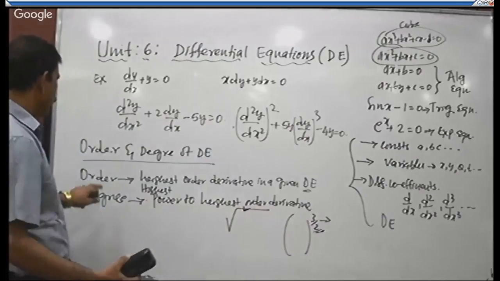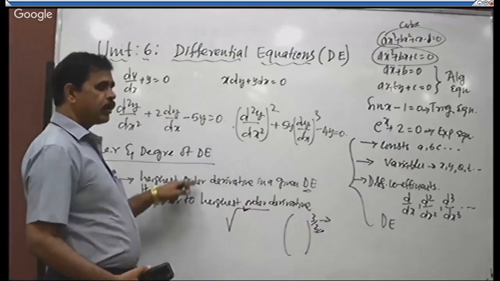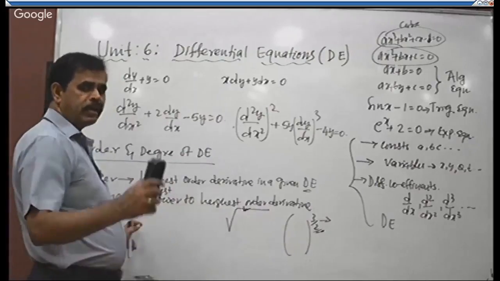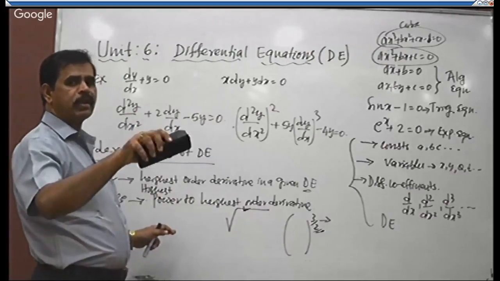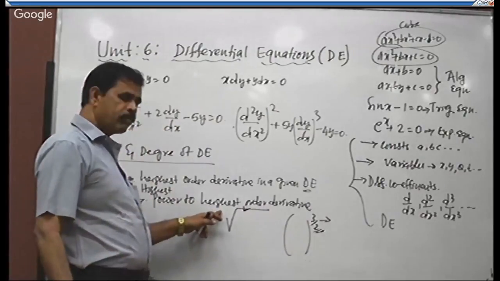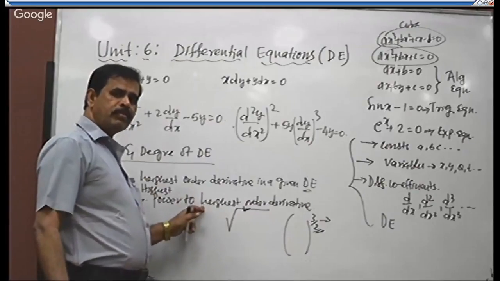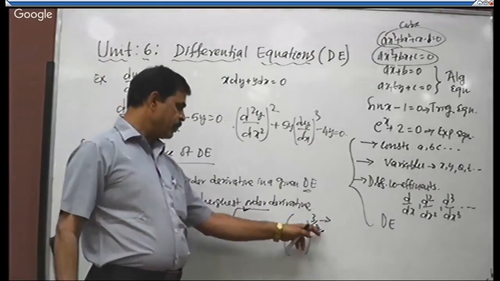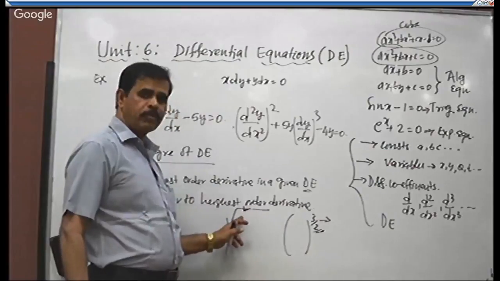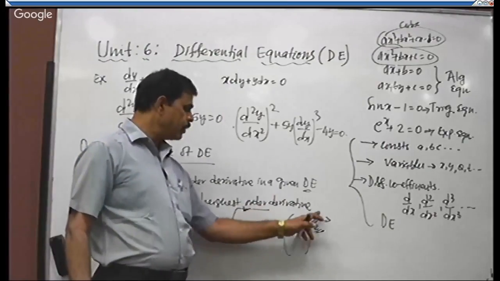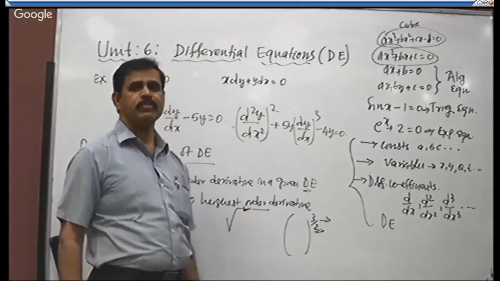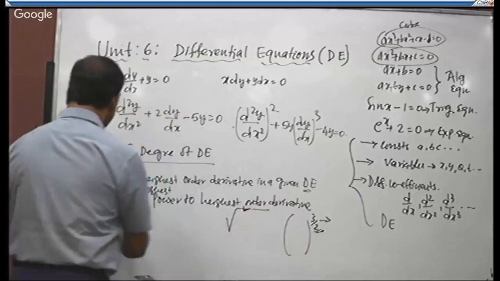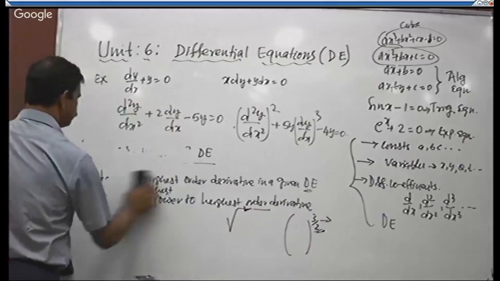Got it? Order means the highest order derivative. Degree means the highest power of the highest derivative. But what is the condition? The equation should be free from fractional power and radical power. Root should not be there, and fractional power should not be there. Right? Let us take the example.